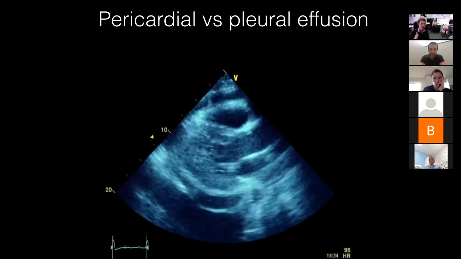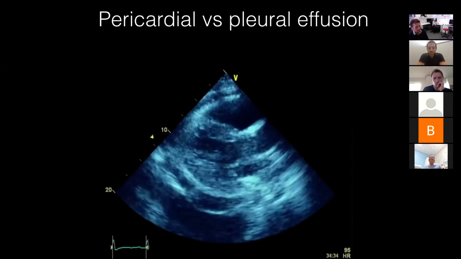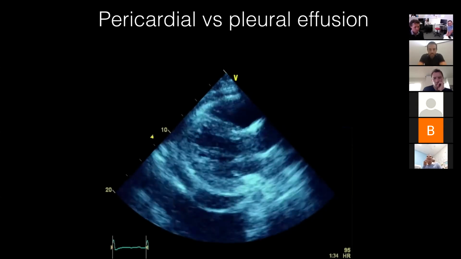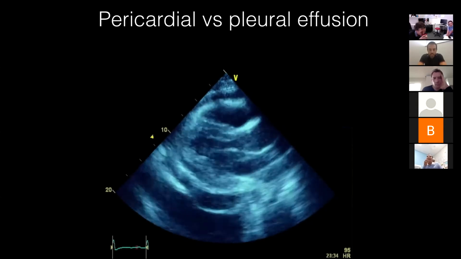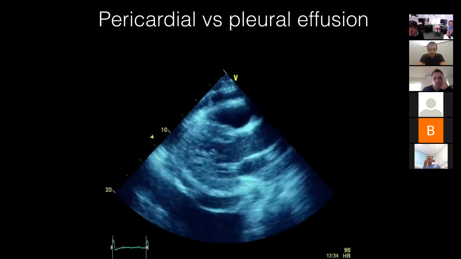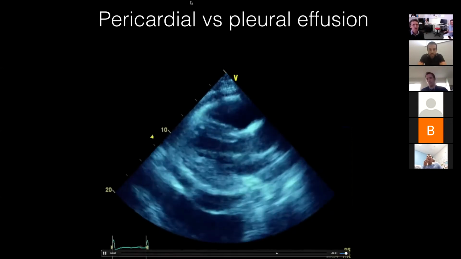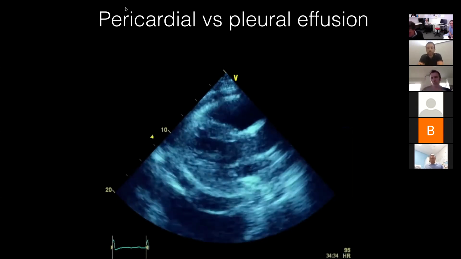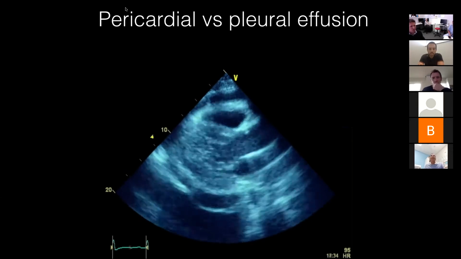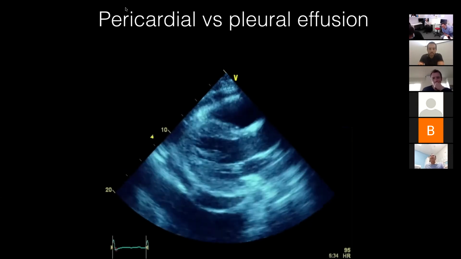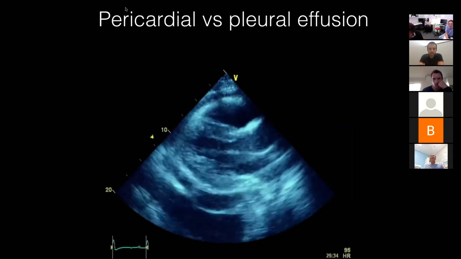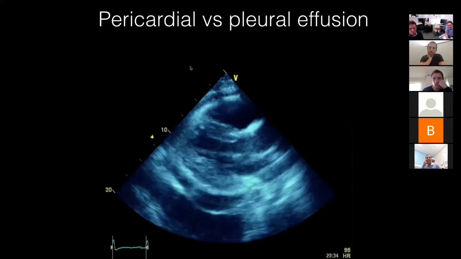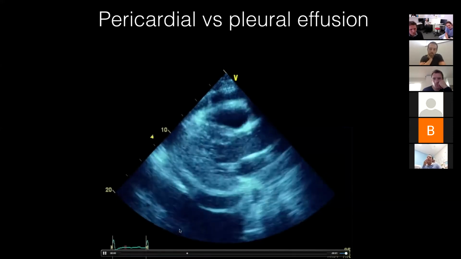So, pericardial and pleural effusion. I'm going to show you, what do you think about this picture? There's both. There's a circumferential pericardial effusion, which is anterior to the descending aorta, and there's also a left-sided pleural effusion posterior to the descending aorta. Sorry, I can't hear her, I'll have to ask her to speak up. There's both a pericardial effusion, which is circumferential and anterior to the descending aorta on the parasternal long axis view, and there's also a left-sided pleural effusion posterior to the descending aorta.